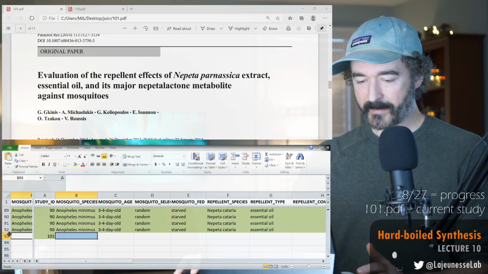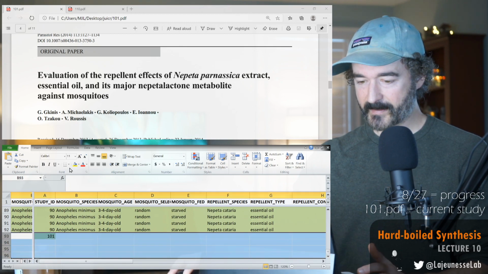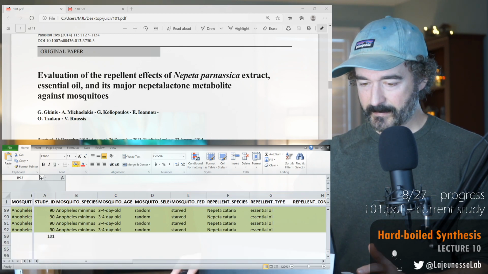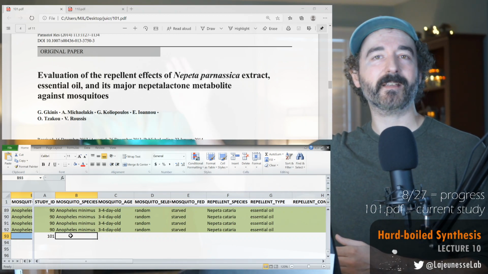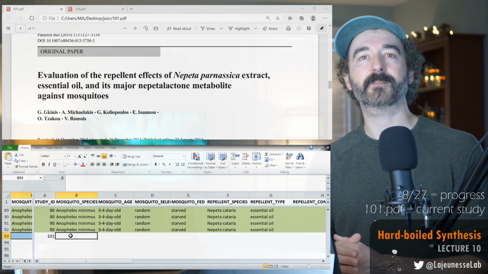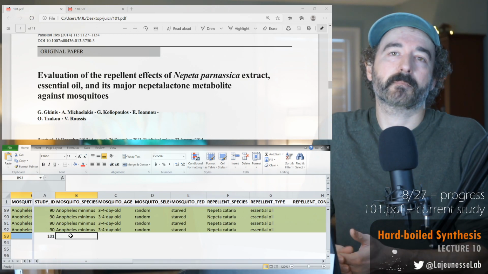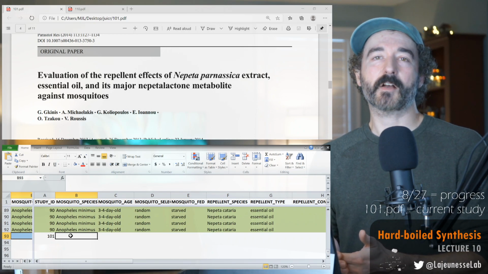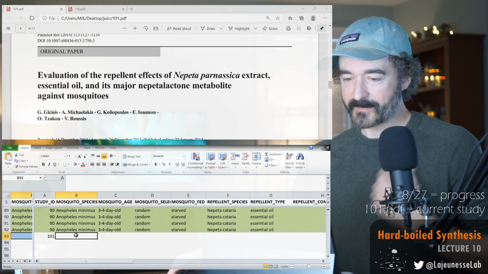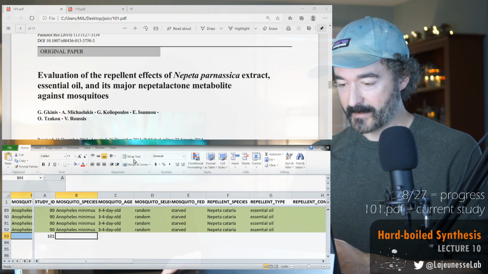Let me change the color here to emphasize that it's a new study. All right, so it's just a laundry list of things I need to code. I need to code the species of mosquitoes, the catnip essential oil concentration, all that stuff. And so let's see if I could zip through this quickly.